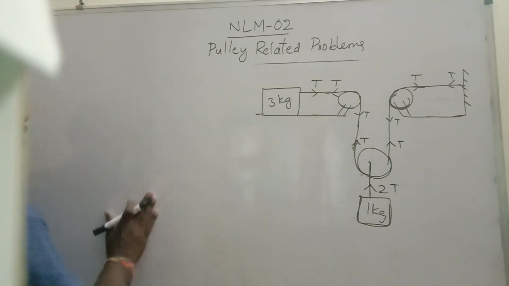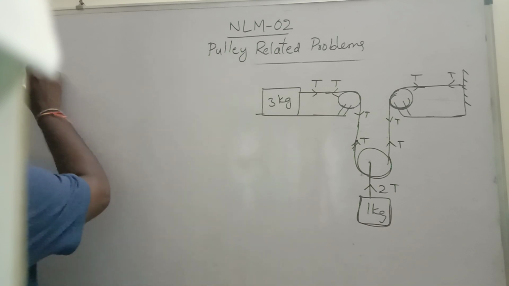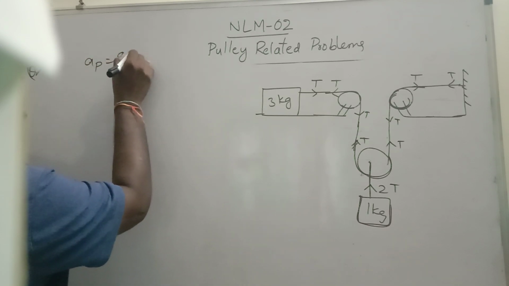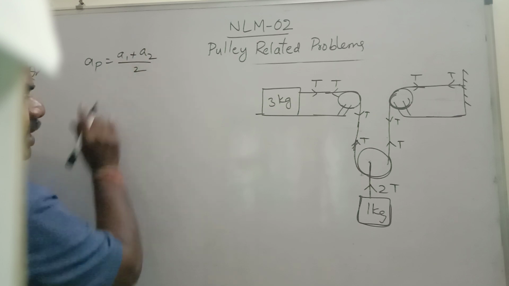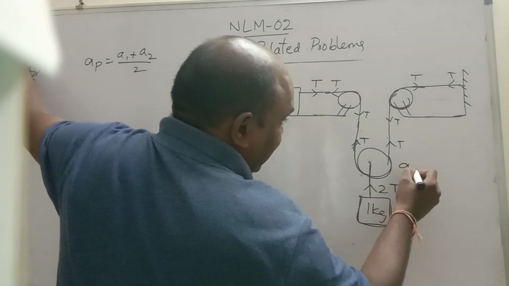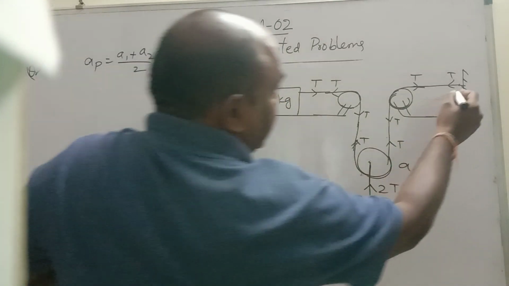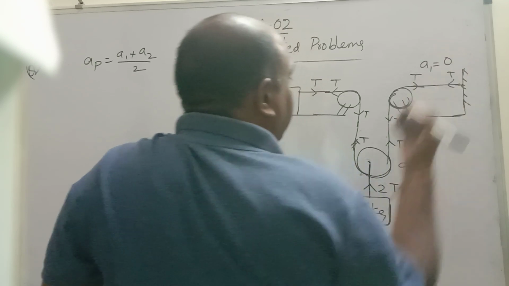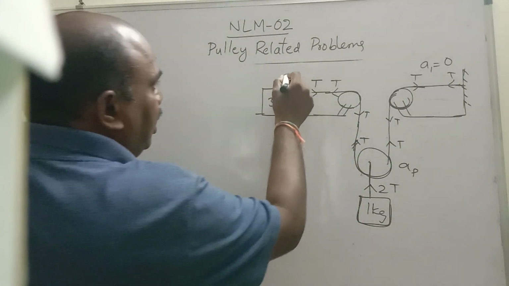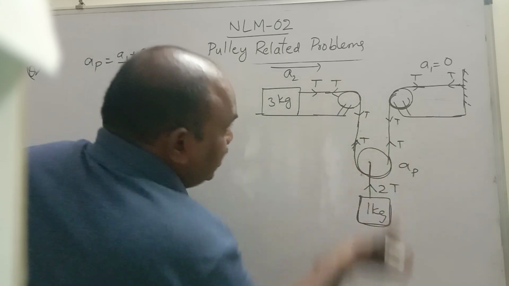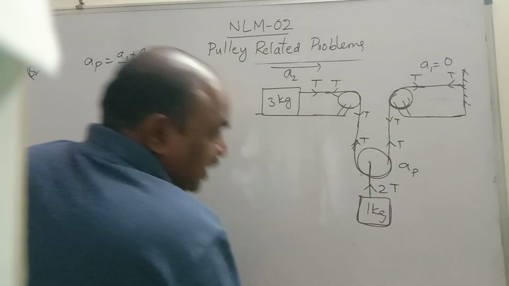Now first of all we will find the acceleration of the pulley. How to find the acceleration of the pulley? (A1 plus A2) by 2 with sign. First of all we will find the acceleration of this pulley. This string is fixed to this wall. So acceleration here is 0. A1 is 0. Let us consider this is A2. A2 is coming in this direction. If this body comes, automatically this body also slides down.